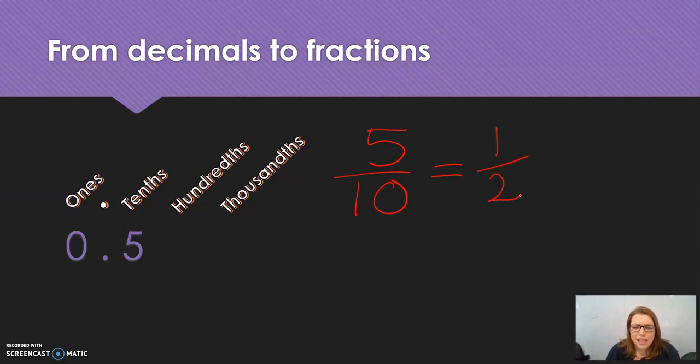So 0.5 is one that we should have in our head already as one that we do know represents a half. So that is a nice, easy example there. But it's always important to make sure that we do try to simplify first.